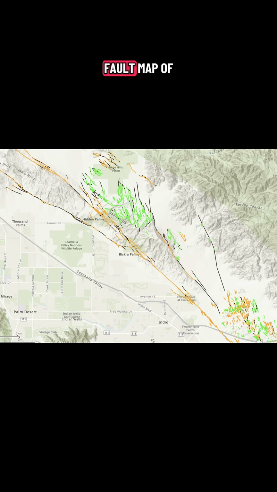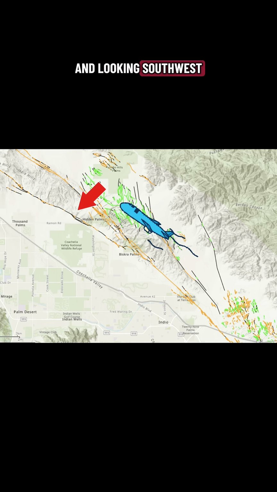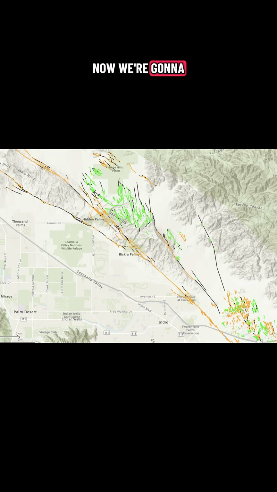Here's the USGS fault map of the area. On this map, the lines are the faults. The different colors indicate the last known activity on that part of the fault. We were just flying this way and looking southwest across the fault. Now we're going to look at the same area, but from the other direction.